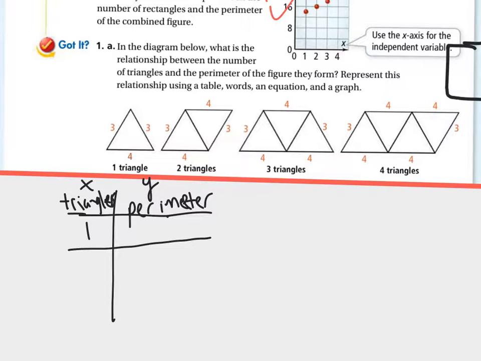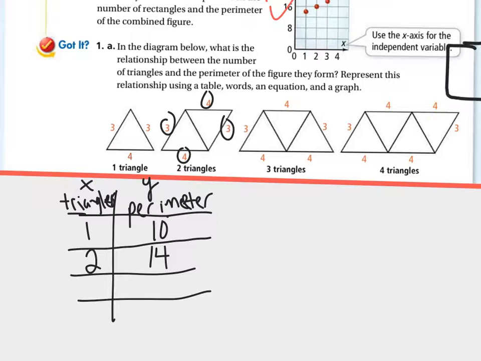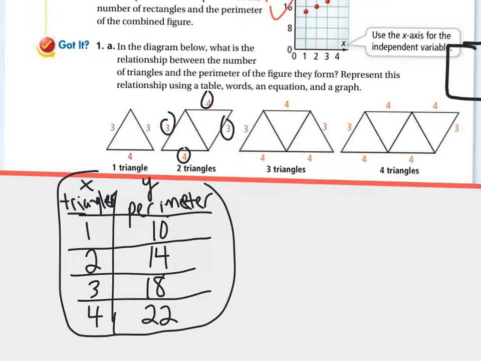So for one triangle, if we add those sides together, our perimeter would be 10. For two triangles, if you add those numbers together, the perimeter is 14. Three triangles has a perimeter of 18. And four triangles has a perimeter of 22. Okay, so this would be our table.